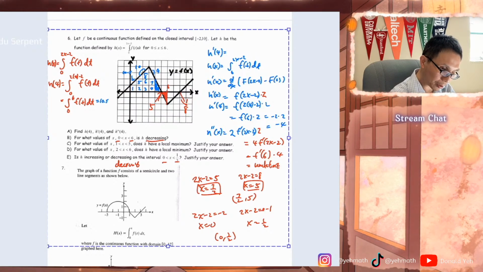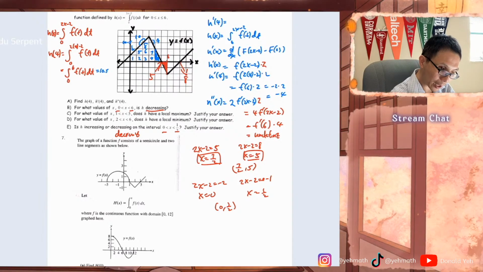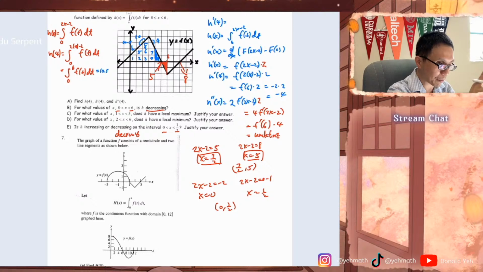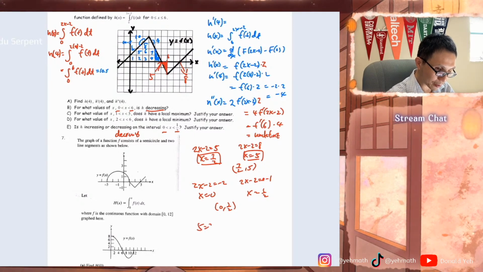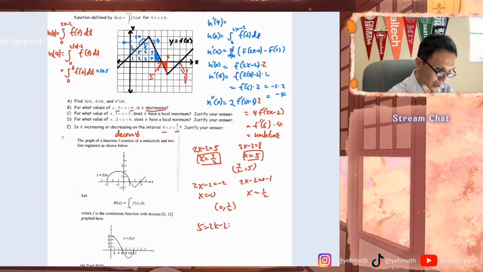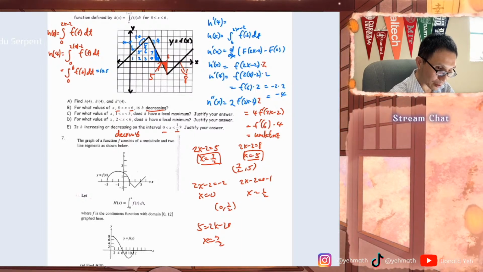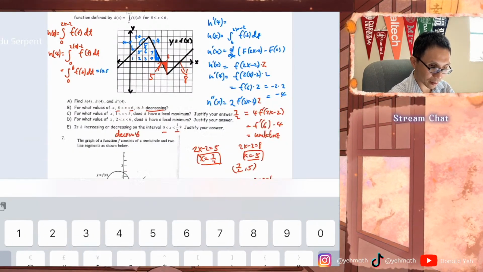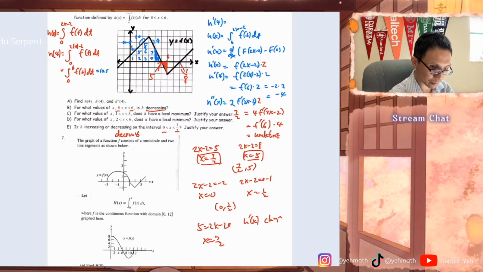Now I'm going to go to the local maximum. The local maximum happened right here because of how it crossed the x-axis. It went from positive to negative, so that maximum occurred at 5. So 5 is equal to 2x minus 2, then x is equal to 7/2. So the answer to this one is 7/2, and you can justify it because h prime of x changed from positive to negative.